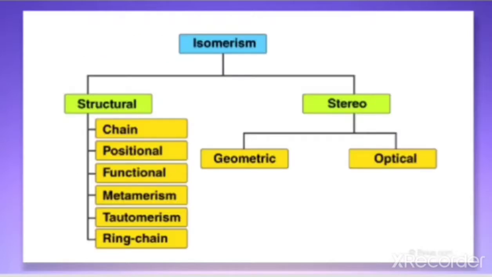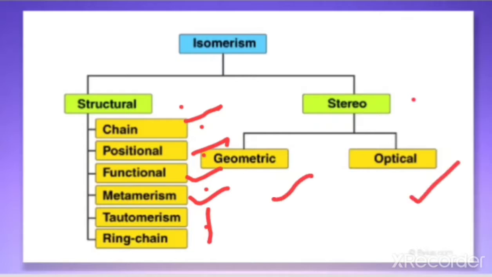Let us classify isomerism into two types, that is structural isomerism and stereoisomerism. In structural isomerism, there are the following types. From this we have to study chain isomerism, positional isomerism, functional isomerism and metamerism. These two are not in our syllabus. And in stereoisomerism, there is geometric isomerism and optical isomerism. These two will be discussed in the next chapter.